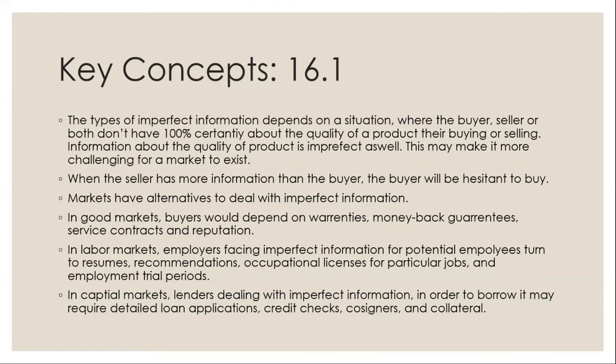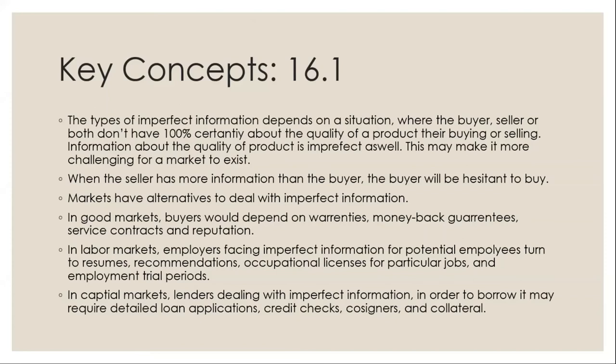To summarize the chapter, key concepts. The types of imperfect information depend on a situation where the buyer, seller, or both don't have 100% certainty about the quality of a product they're buying or selling. Information about the quality of the product is imperfect as well. This may make it more challenging for a market to exist. When the seller has more information, the buyer will be hesitant to buy.